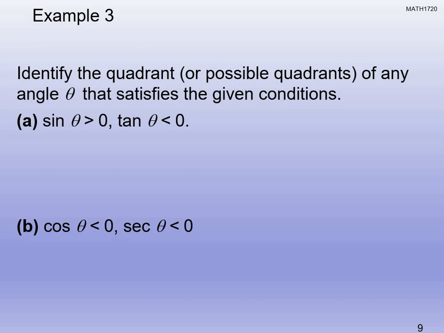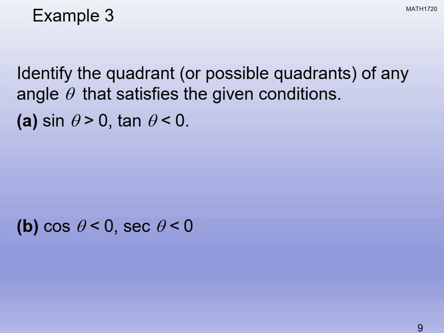Sine of theta is greater than 0, and tangent of theta is less than 0. What does that mean? That's asking, we want to find the quadrant where sine is positive, greater than 0, and where tangent is less than 0, and tangent is negative. So what quadrants does that narrow things down to?